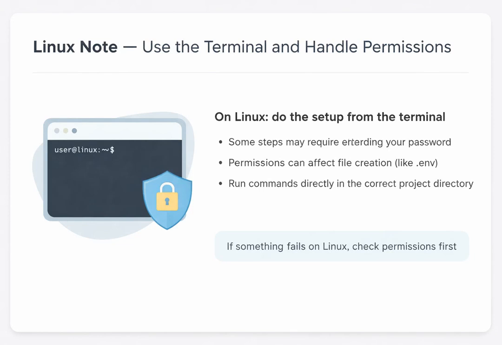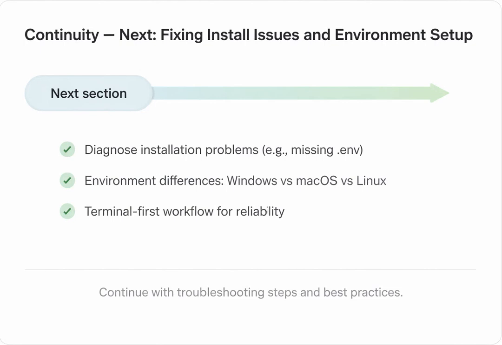On Linux, the setup often needs to be done directly from the terminal, and some actions may prompt for your password. Permissions can affect whether files get created properly, like the .env file. So if someone is installing on Linux and sees strange behavior, a first suspicion is permissions and whether the commands were run in the correct directory. Next, the focus moves into troubleshooting, how to diagnose installation problems like a missing .env file, what differences to expect across Windows, macOS, and Linux, and why a terminal-first workflow tends to be the most reliable when something unexpected happens.